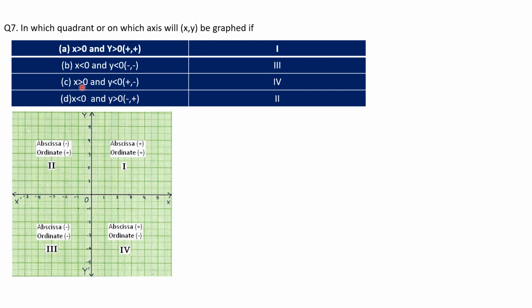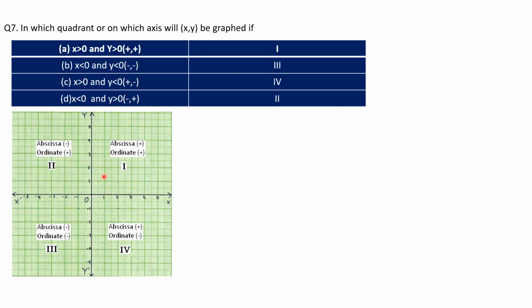X is greater than 0 and y is less than 0. Greater than 0 means positive, less than 0 means negative. So positive and negative will give me the fourth quadrant. Next, x is less than 0 and y is greater than 0. Less than 0 means negative and greater than 0 means positive. It is in the second quadrant.